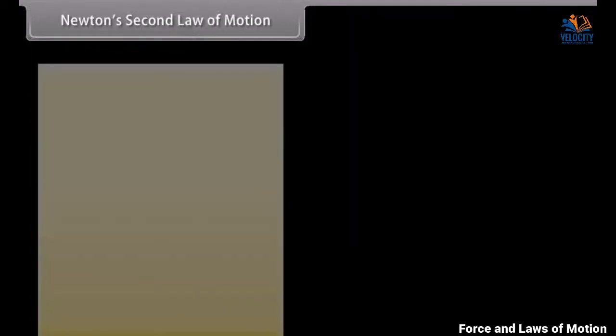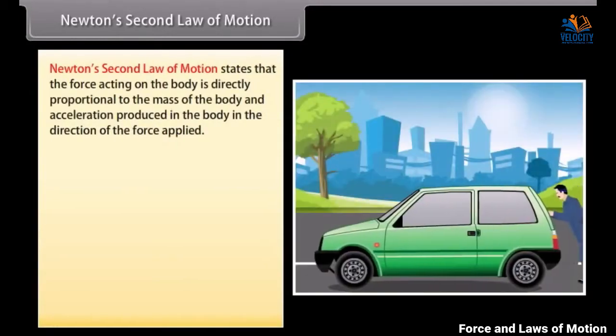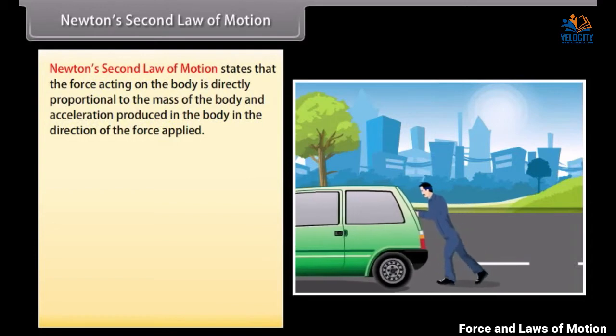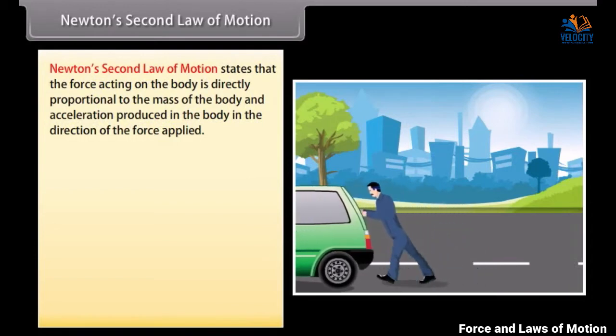Newton's second law of motion. Newton's second law of motion states that the force acting on the body is directly proportional to the mass of the body and the acceleration produced in the body in the direction of the force applied. F equals m into a, where F is force, m is mass, and a is acceleration.